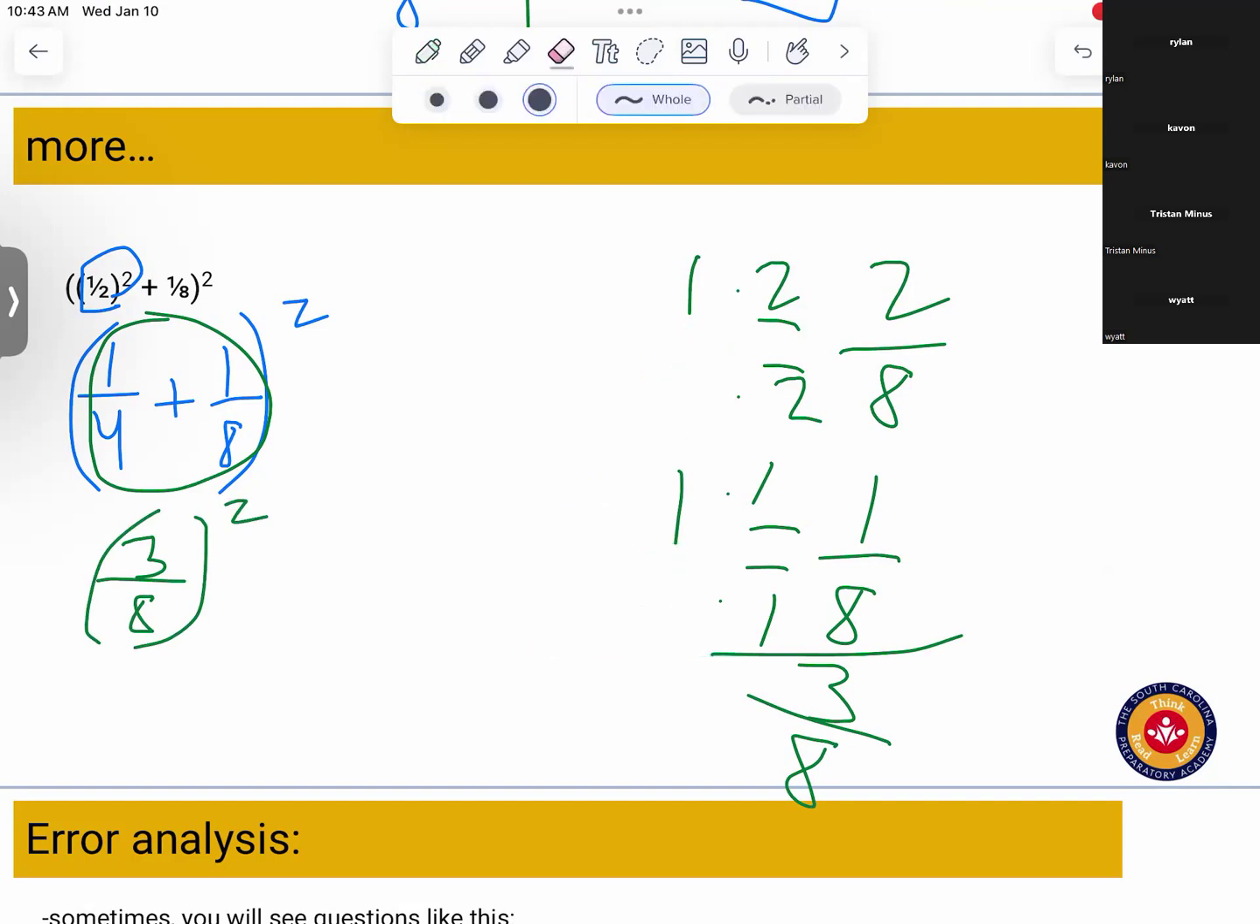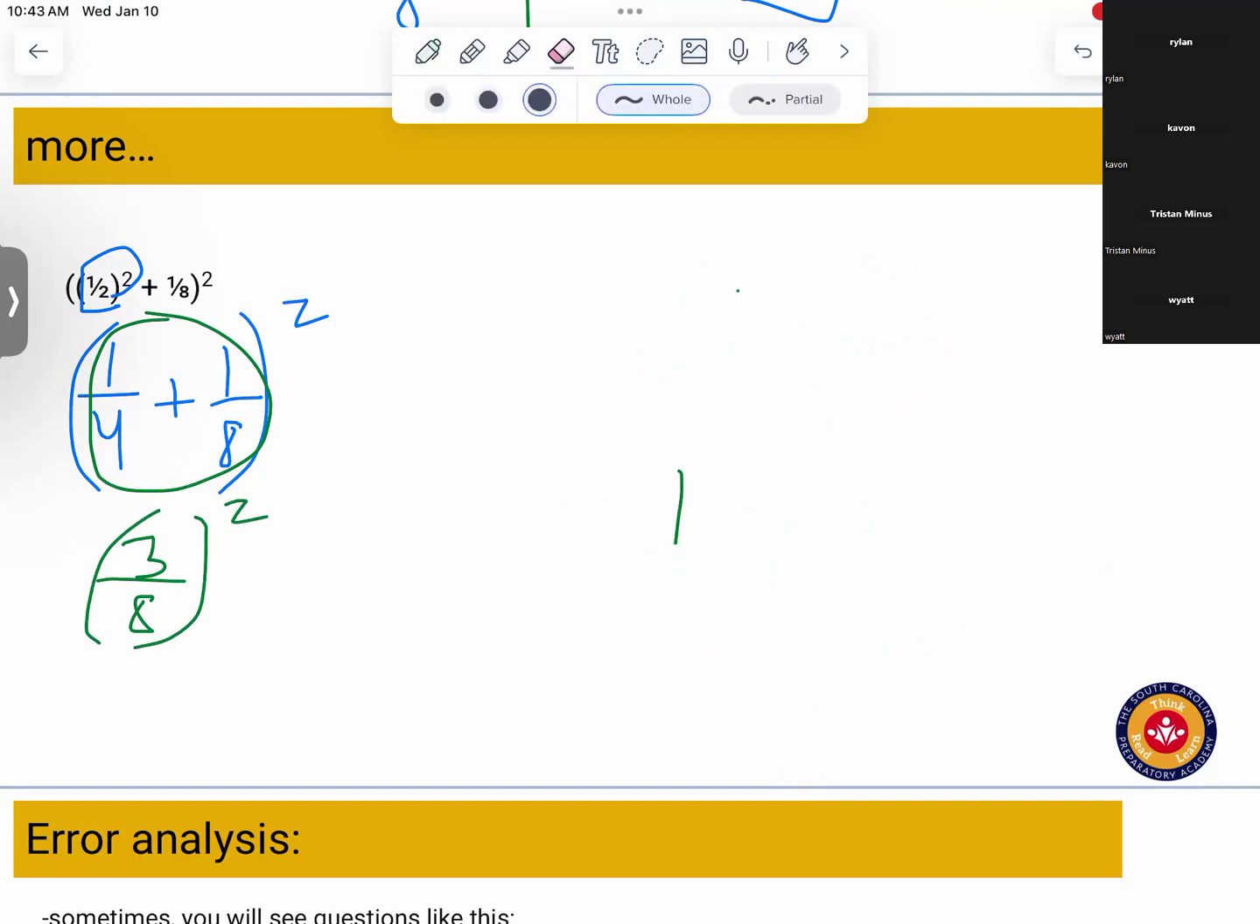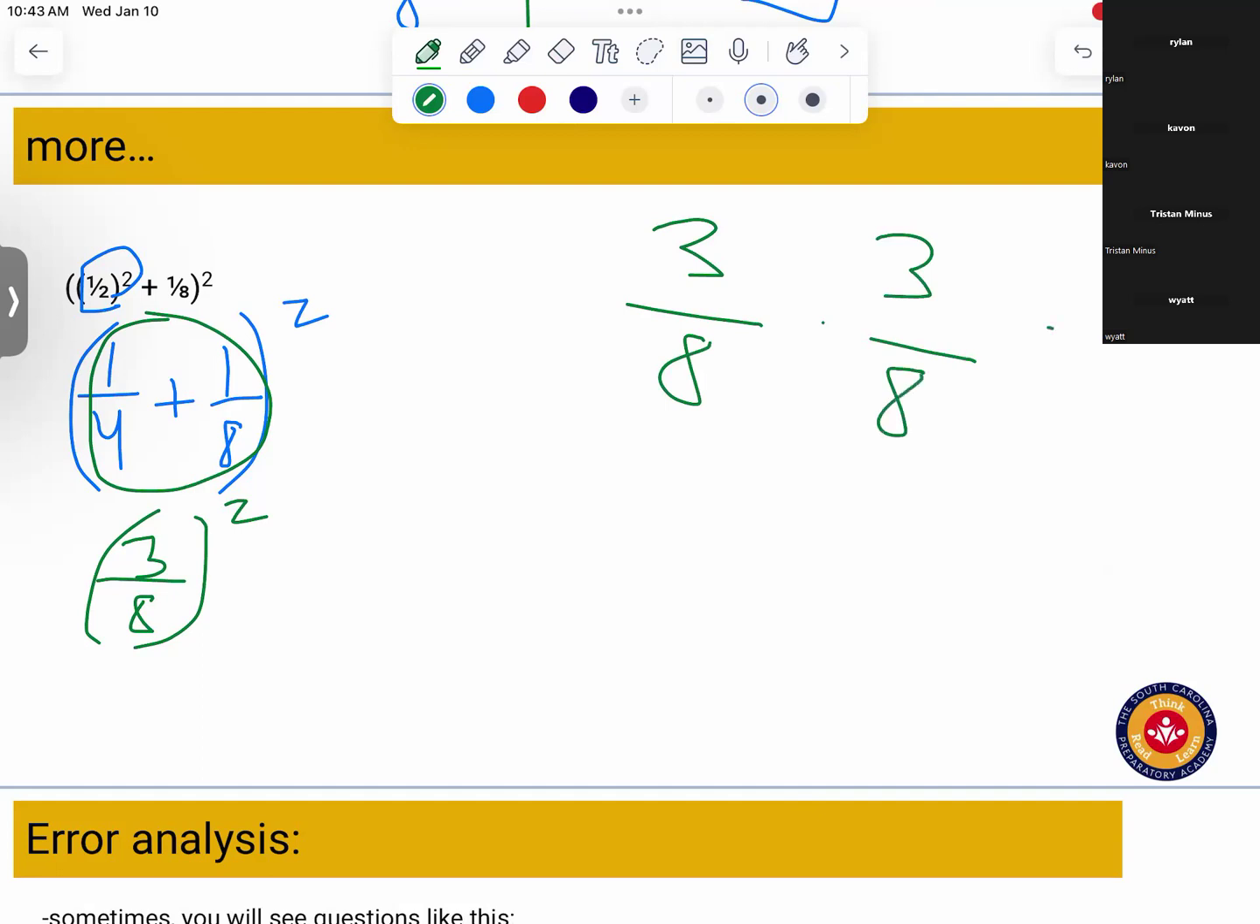Well, now we go back over here. Okay, we got 3/8 to the second power. Well, that means 3/8 times 3/8, top times top, bottom times bottom. Okay.